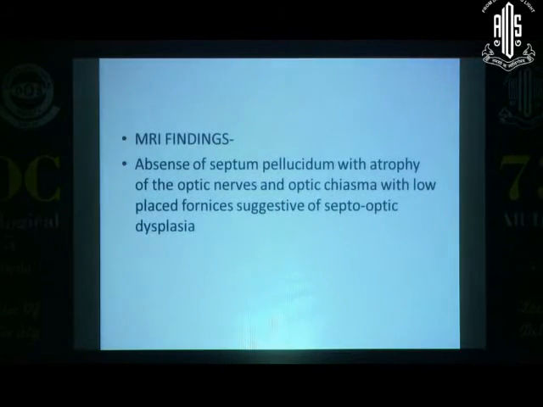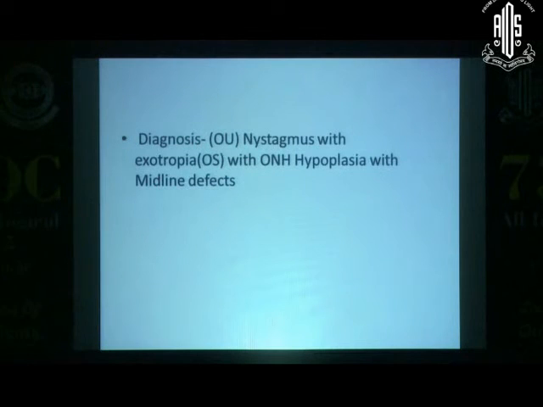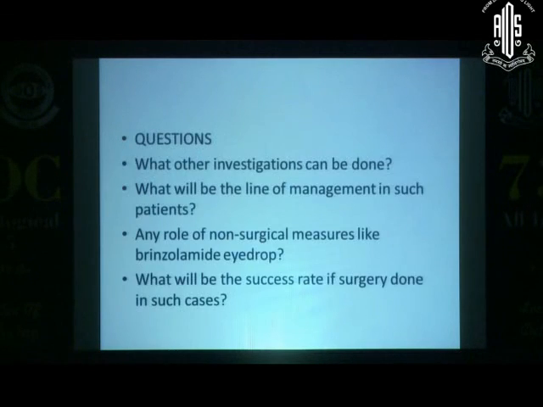That's probably what our left eye. MRI findings were suggestive of absence of septum pellucidum with atrophy of the optic nerves and optic chiasma with low placed fornices, suggestive of septo-optic dysplasia, also called de Morsier syndrome. The diagnosis was made: nystagmus of both eyes with exotropia left eye with optic nerve hypoplasia with midline defects. So I would like to put the question: what other investigations can be done in such cases?